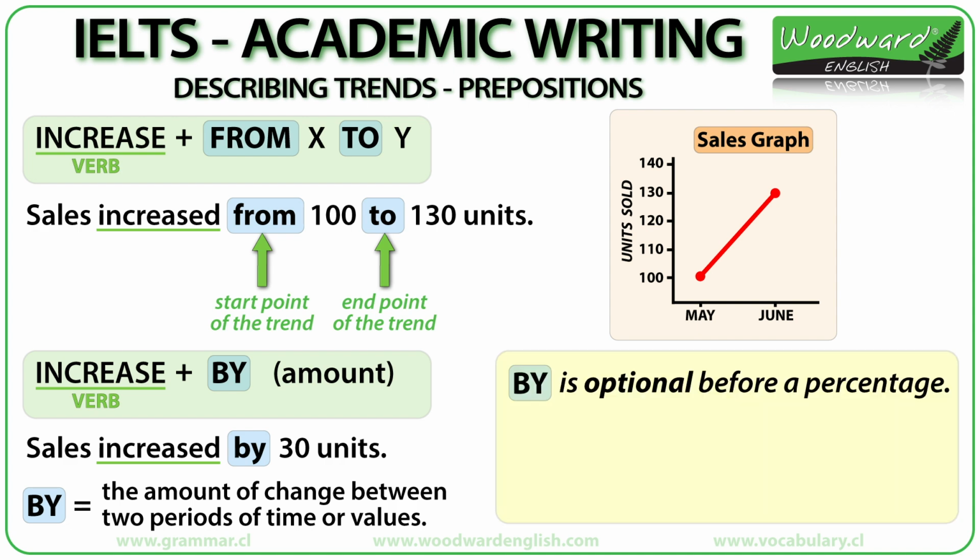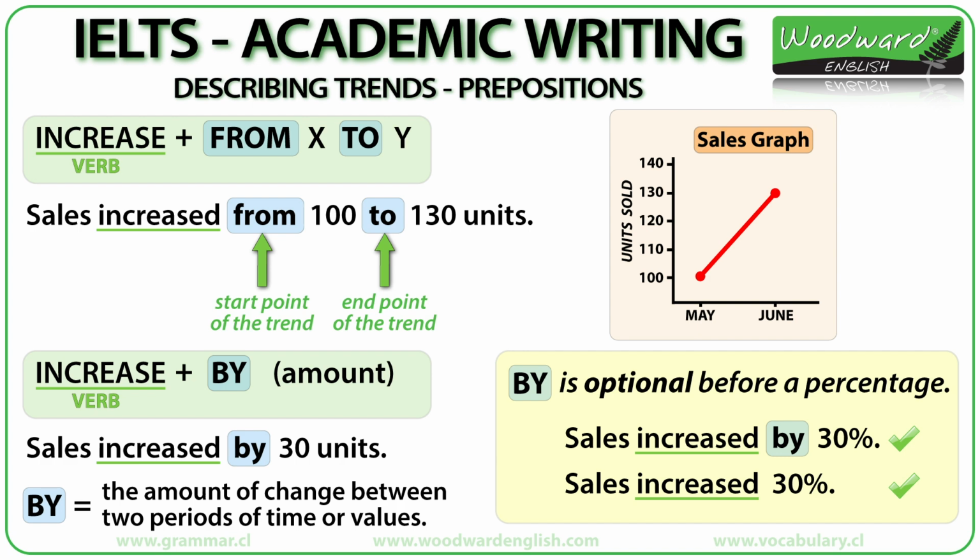When we use a percentage instead of another number, the preposition by is optional. For example, sales increased by 30% or sales increased 30%. Both are correct. So by is optional when we include a percentage.